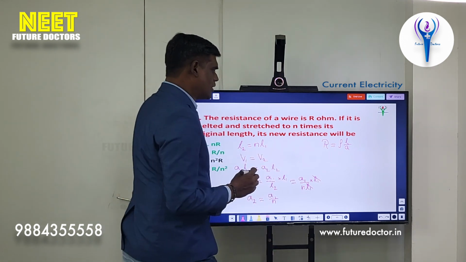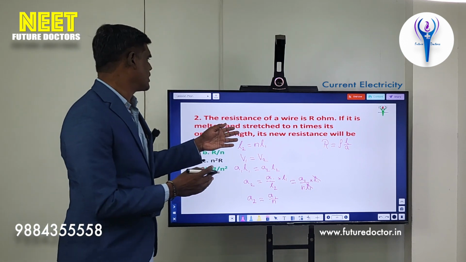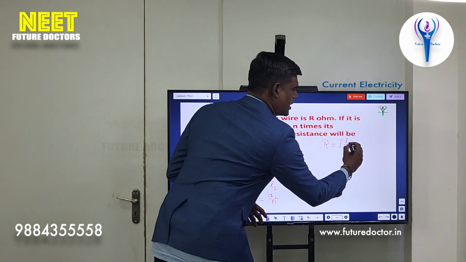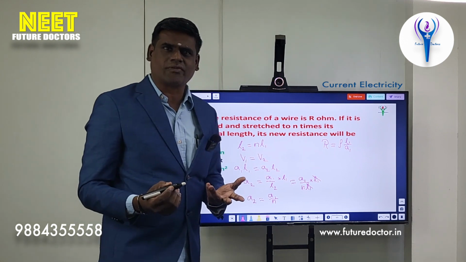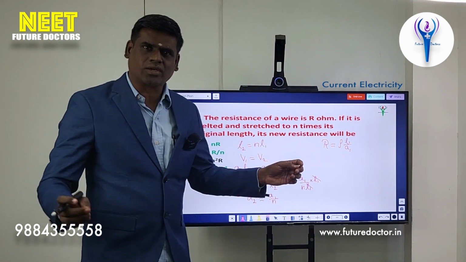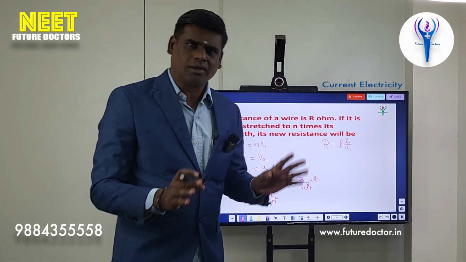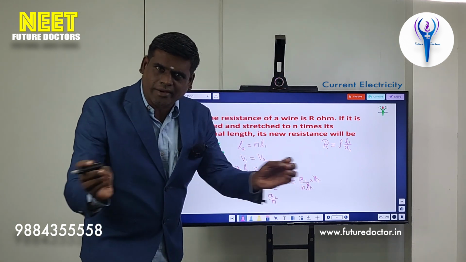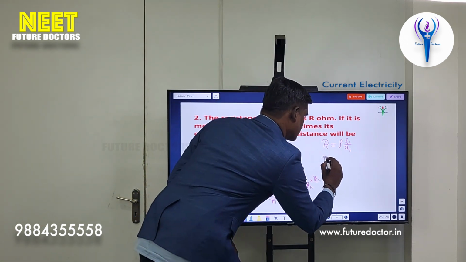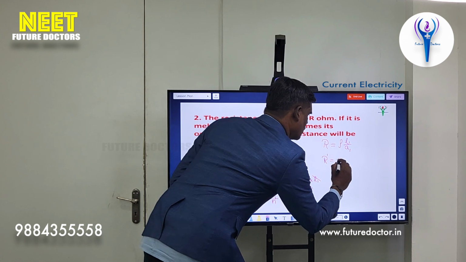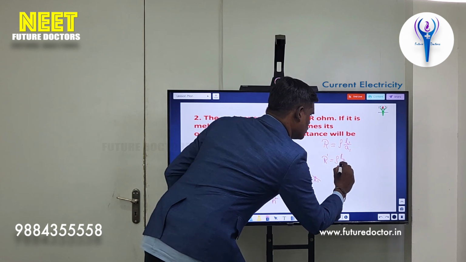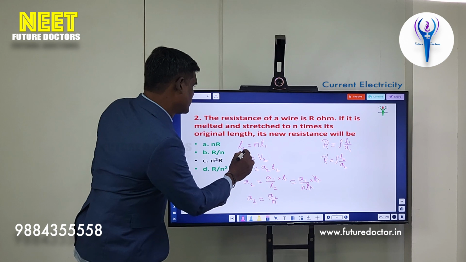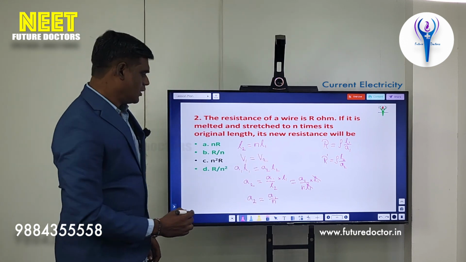As we are having two cases, that is initially one length and after stretching to n times another length, the first case we will write as L1 and A1, and resistivity or specific resistance is constant, whether stretching to n number of times or x number of times. And second case, R dash, when it is stretched to n times, R dash equal to rho into L2 by A2.